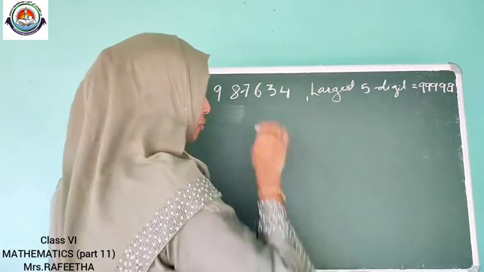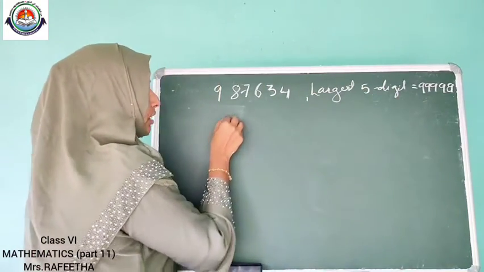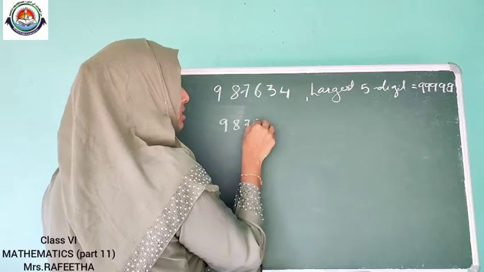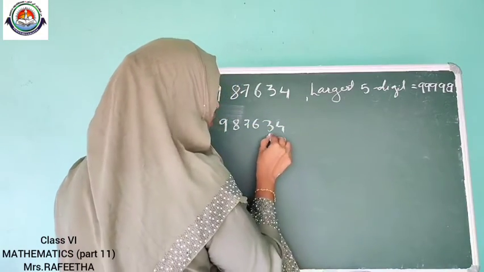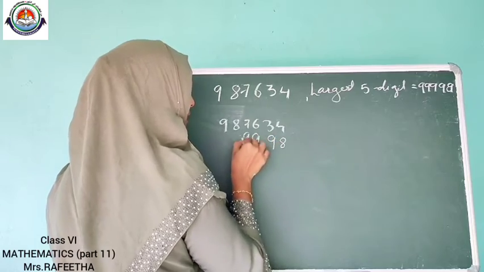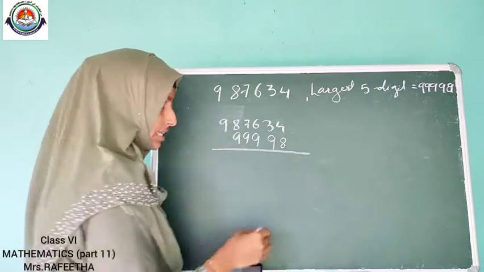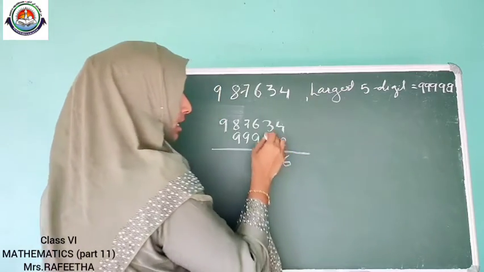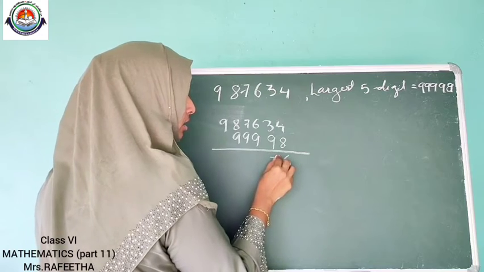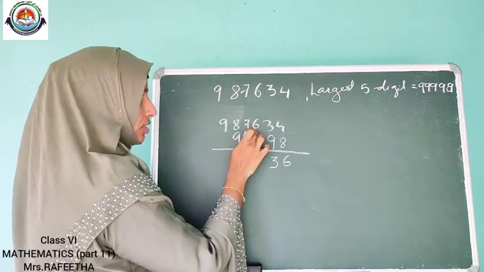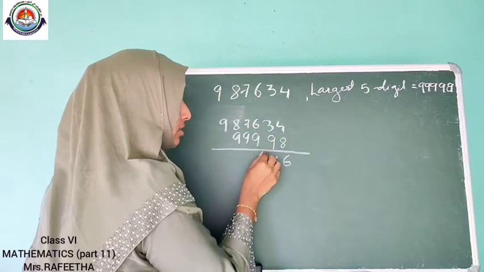So here this will be the largest 5-digit even number. So our question is, from this subtract this. Can we? 987634, here 99998. Okay, 14 minus 8. What is 14 minus 8? Yeah, that is 6. Here 2 is there, borrowing 1. 12 minus 9, 3. Here 5 is there, borrowing 1. So 15 minus 9, 6.